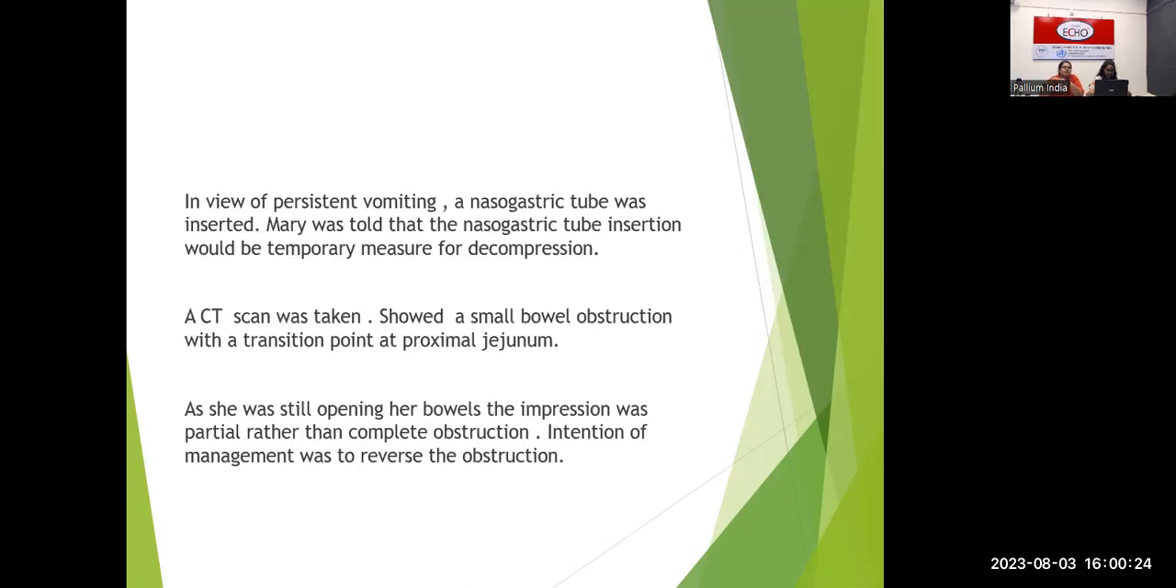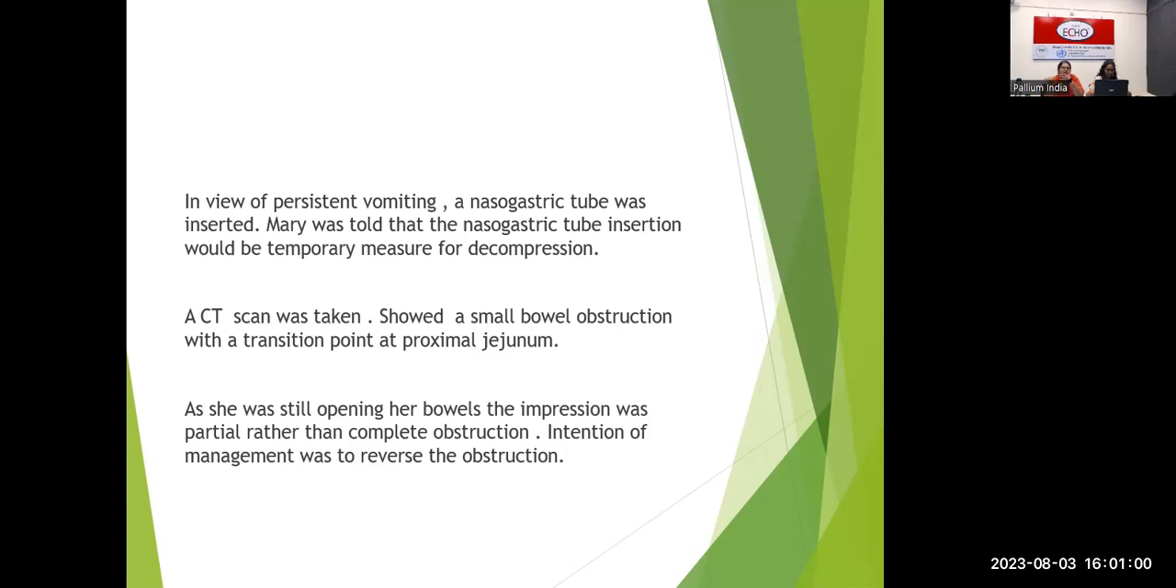So in view of persistent vomiting, the nasogastric tube was inserted. Mary was told that the nasogastric tube insertion is a temporary measure for decompression. CT was taken and it showed small bowel obstruction with the transition point at the proximal junction. As she was still opening her bowels, the impression was partial rather than complete obstruction. The intention of the management was to reverse the obstruction.